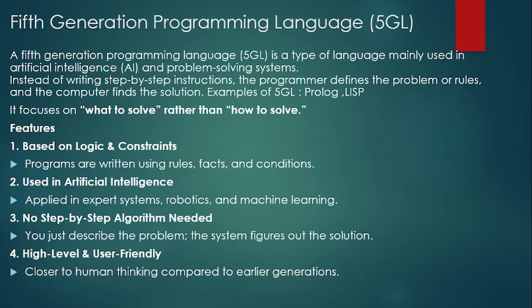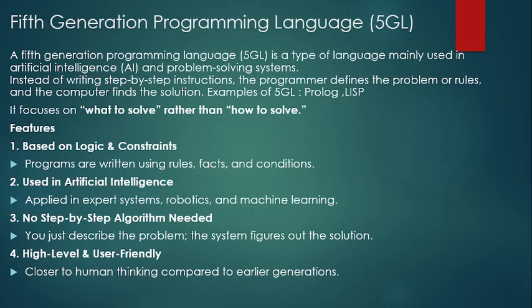The first feature is that it is based on logic and constraints. Programs are written using rules, facts, and conditions. It is used in AI, applied in expert systems, robotics, and machine learning. No step-by-step algorithm is needed, so you don't need any type of algorithm for fifth generation language. You just describe the problem, and the system figures out the solution. It is high level and user friendly. The fifth generation language is a very high-level language and closer to human thinking compared to earlier generations.